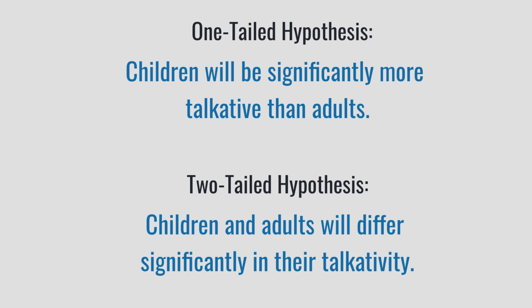A one-tailed hypothesis sounds like this: children will be significantly more talkative than adults. Here you can see the directionality is predicted in how the hypothesis is phrased. The hypothesis phrasing reflects the researcher's prediction that children will be more talkative. The word more makes this apparent. A two-tailed hypothesis sounds like this: children and adults will differ significantly in their talkativity. You can also see that in the two-tailed hypothesis, there is not a specific direction indicated. There is a predicted difference, but it doesn't specify which group will be higher or lower. The word differ makes this apparent.